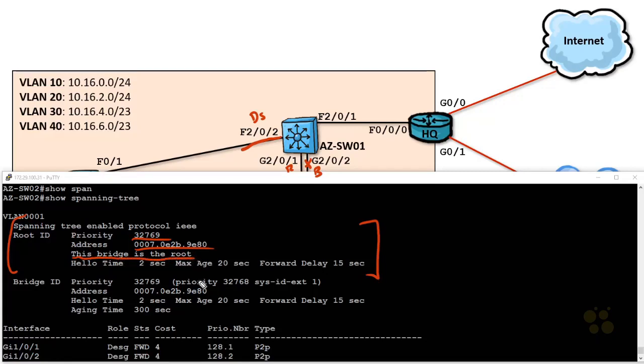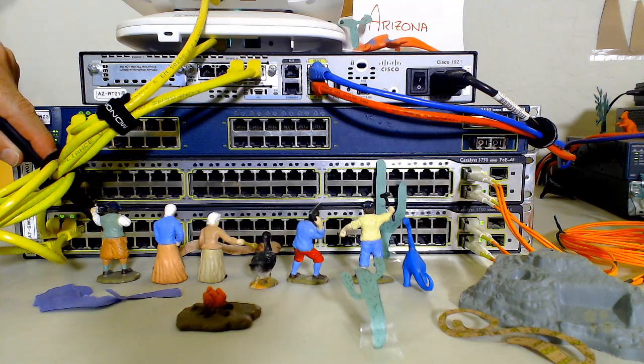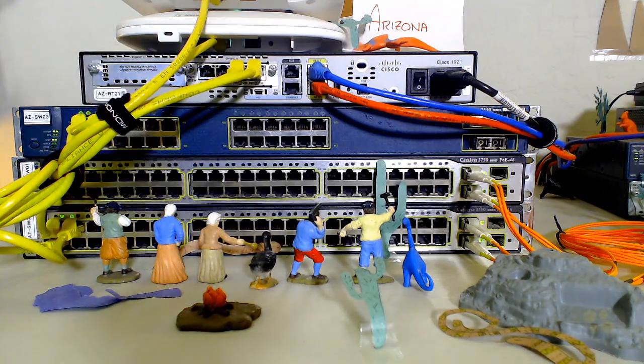This bridge is the root, which is actually really surprising to me. I fully expected that the root bridge would be this guy right here because I figured that would be the oldest switch on the network. But this one, for whatever reason, Cisco used a burned-in MAC address on this guy that is actually lower than their older switch. I didn't see that coming. I didn't expect that. So that's news to me.